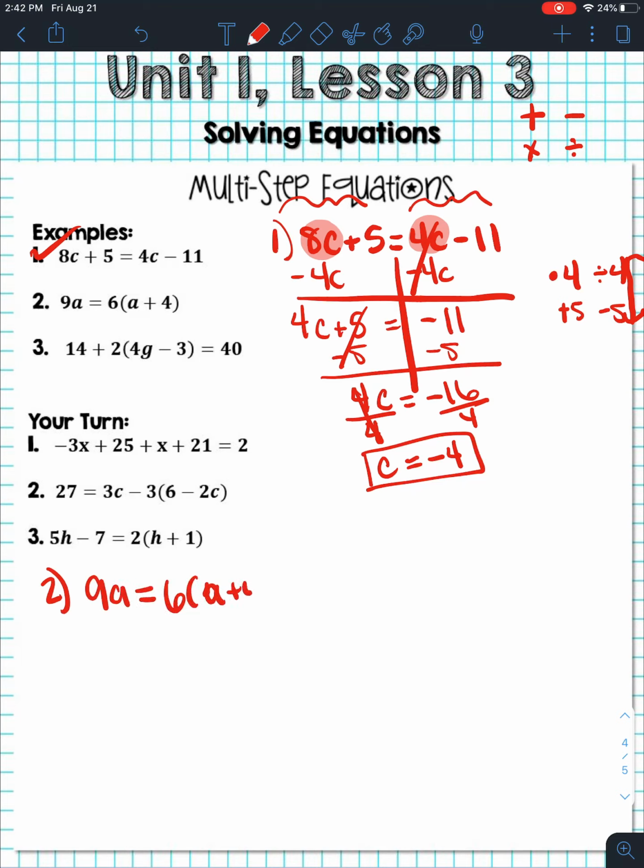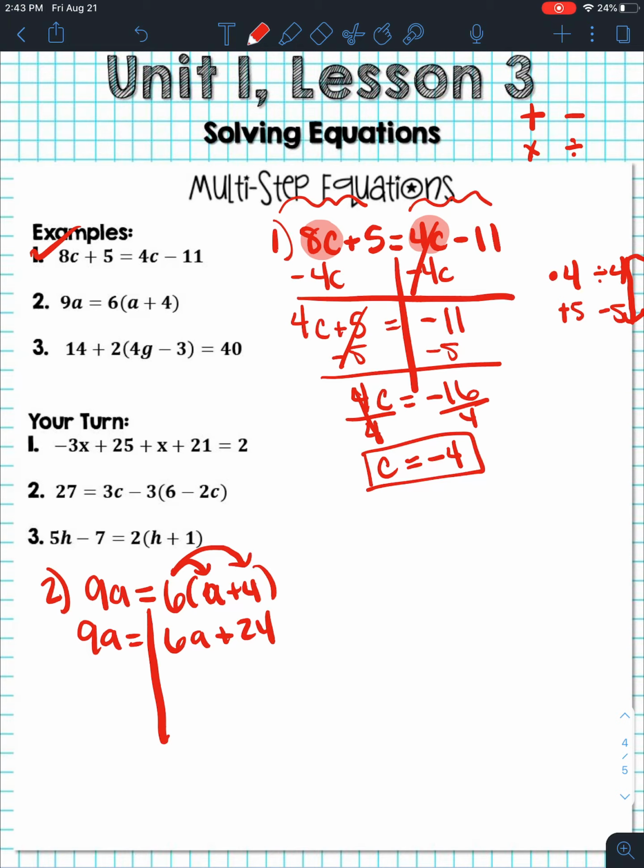We have 9a equals 6 times a plus 4. My first step is to draw my line. My next step, look for parentheses. Well, I do see parentheses, so that means I need to do my third step, which is distribute. So I'm going to have 9a equals 6 times a is 6a. 6 times 4 is 24. And now I'm going to combine like terms on each side.